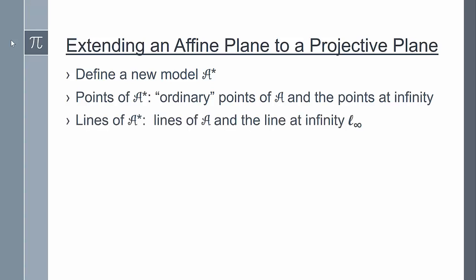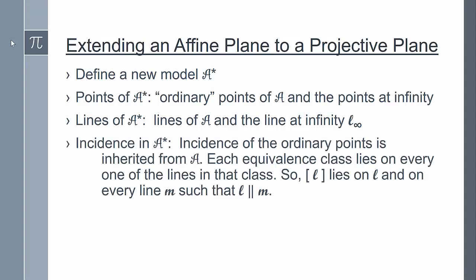The lines of A star are going to be all the lines of A plus one more line. It's going to be the line at infinity, L infinity, which again is the set of all points at infinity. We still have to define incidence. Incidence in our new model, A star, will be defined as incidence of ordinary points the same way they were incident in model A. We're going to inherit the incidence of ordinary points with each other and with the lines.